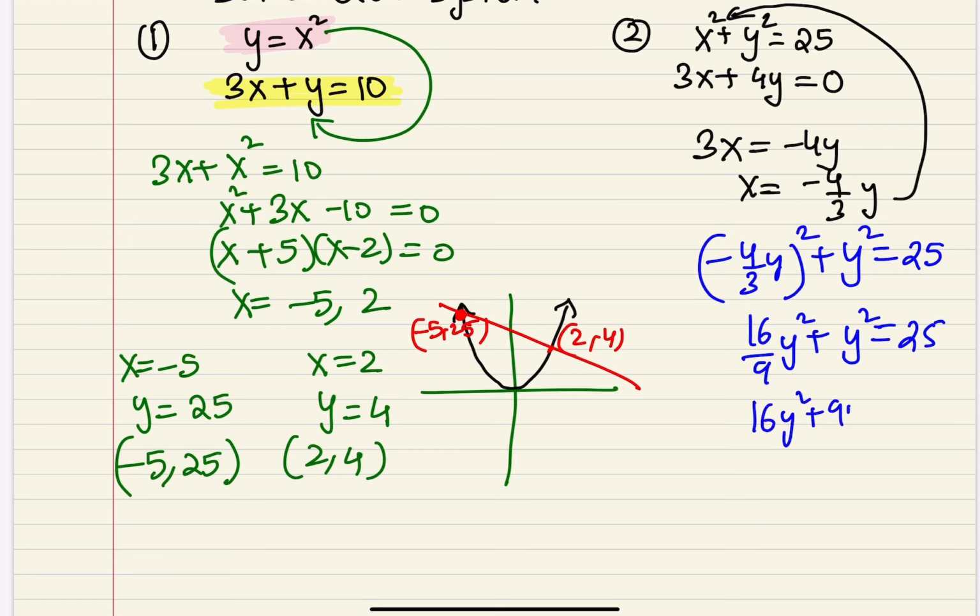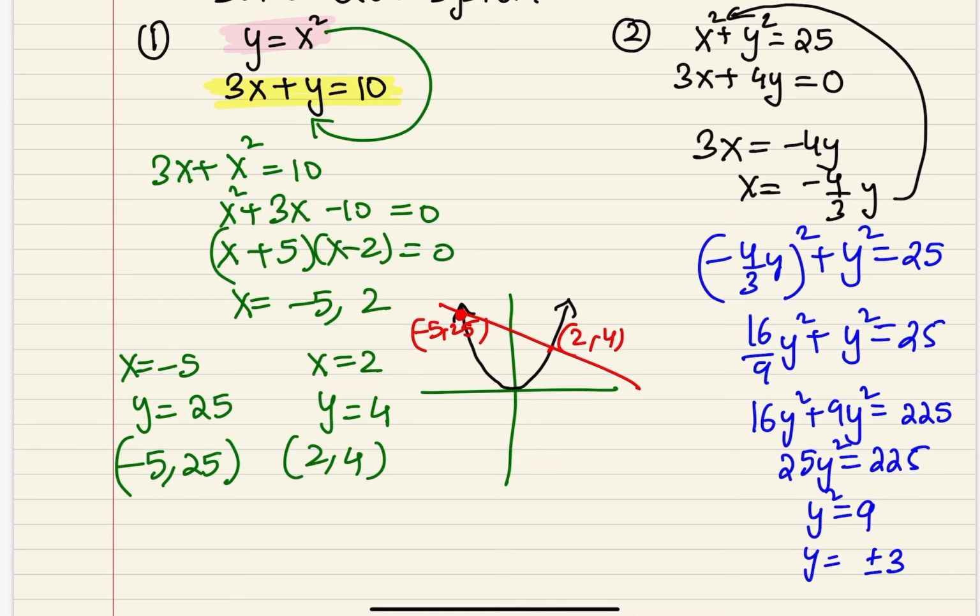16y squared plus 9y squared equals 25 times 9, and that's 225. 16 plus 9 is 25, so 25y squared equals 225. Y squared is 225 over 25, which is 9. Y comes out to be plus and minus 3. When we take the square root, there are two values of y that will make this equation true. Y squared equals 9, so y equals positive 3 and negative 3.